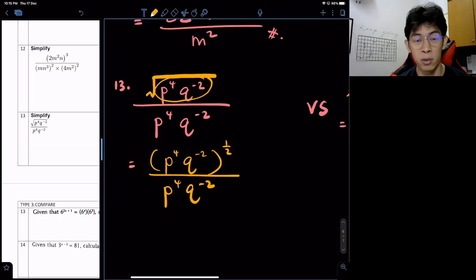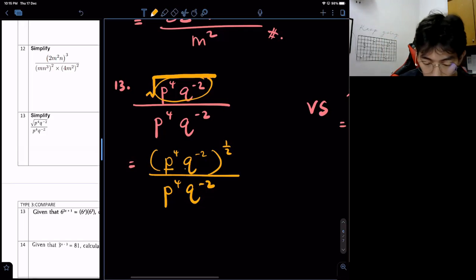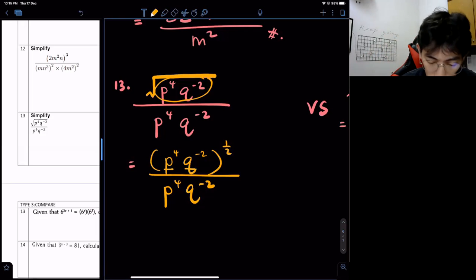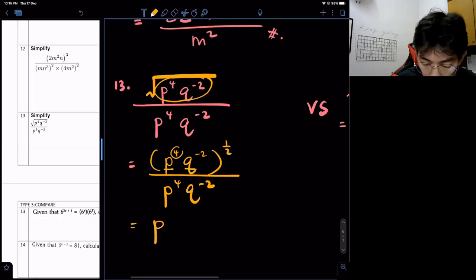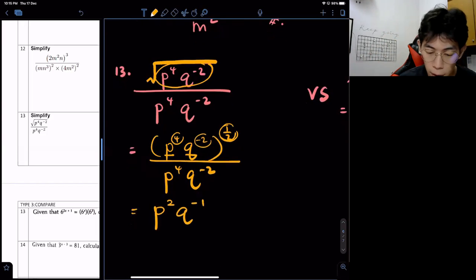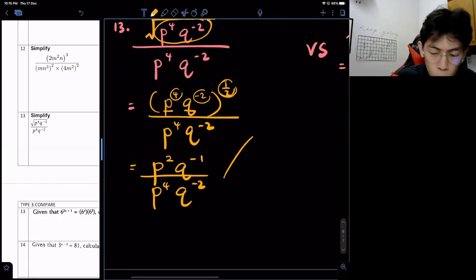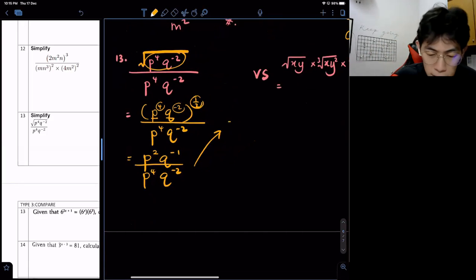Right? So this is what you're going to do. There are two bases inside. You take the 1 over 2 and you multiply it to the index, right? So p power 4 and 1 over 2, you get 2. q power -2 and 1 over 2, you get -1. Correct? Then do the usual same base, everyone.